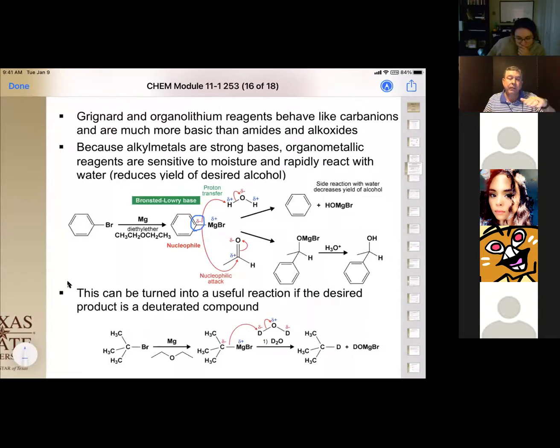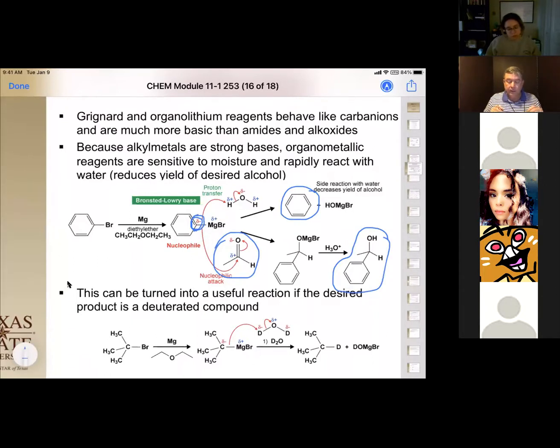So this anion here is going to be very, very basic. It's a very poor acid, so it's a very strong base. And so in the presence of water, it's going to basically transfer a proton and quench the reaction. So you have to be very careful about moisture, alcohols, or anything that can be attacked by a strong nucleophile. If we get the desired reaction, we'll form, in this case, a secondary alcohol by adding an aldehyde.